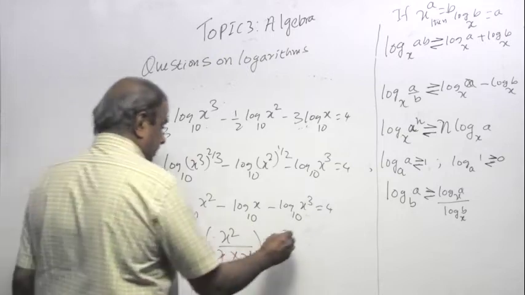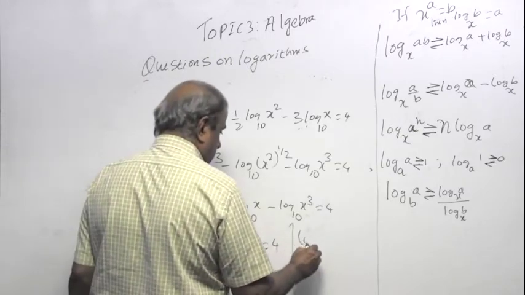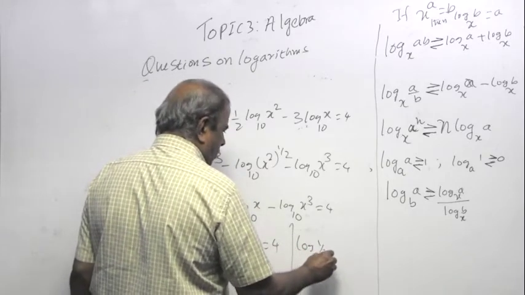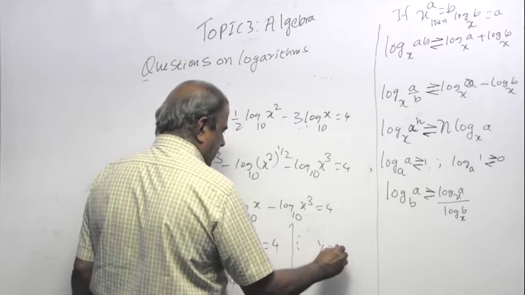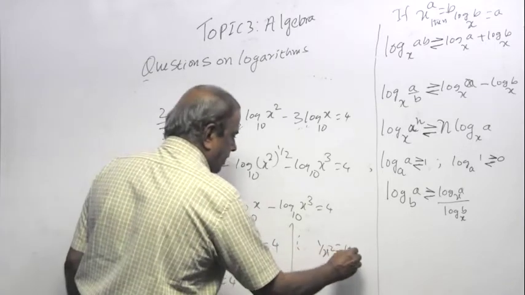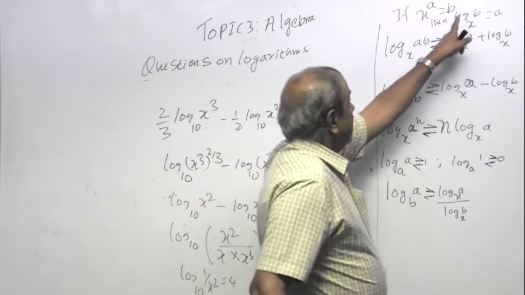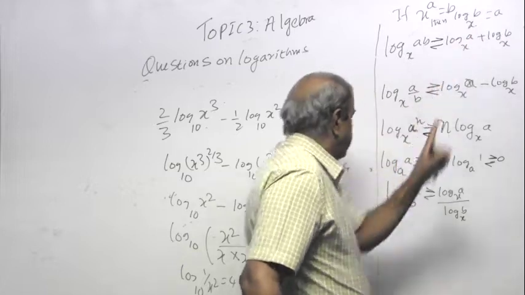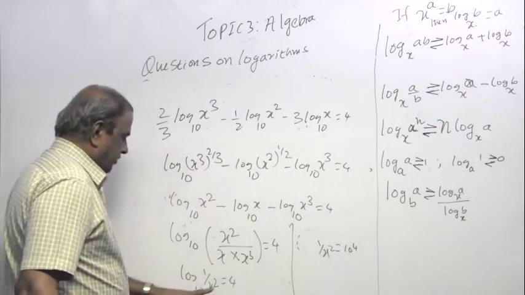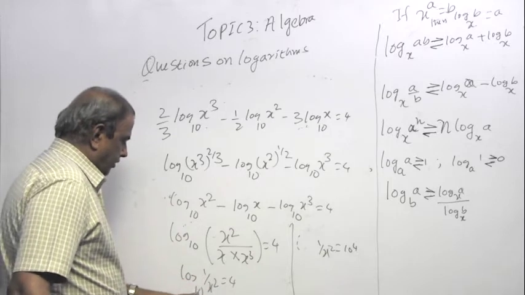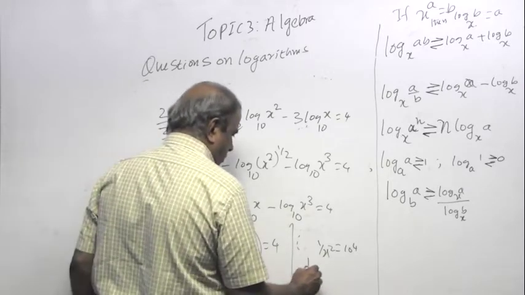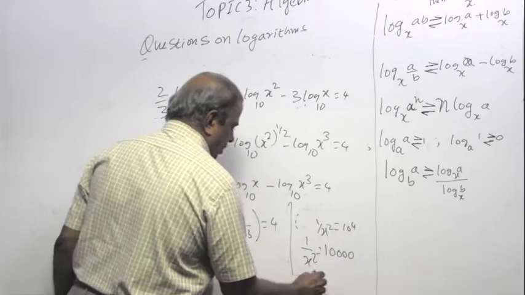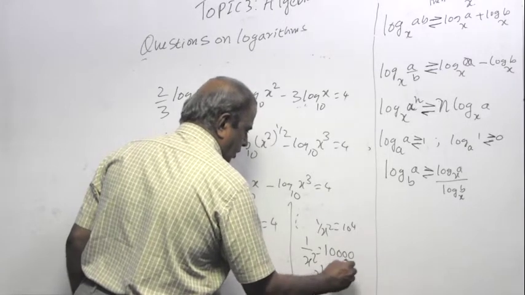There are so many ways of doing this. So what's the easiest way of doing it? Log of 1 over x squared equals 4, therefore 1 over x squared equals 10 power 4. Remember, I can go back here: if log b to base x is a, then b equals x power a. So log 1 over x squared to base 10 is 4, so 1 over x squared equals 10 power 4. So 1 over x squared equals 1 followed by 4 zeros, or x squared equal to 0.0001.